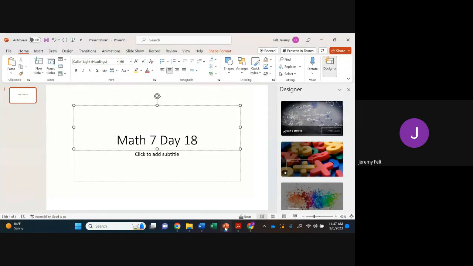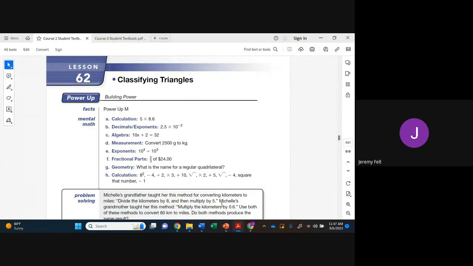All right, day 18. We just talked last time about parallelograms and finding those. So today we are going to look at 62 and 63. Two lessons today. So first one, we're looking at classifying triangles.